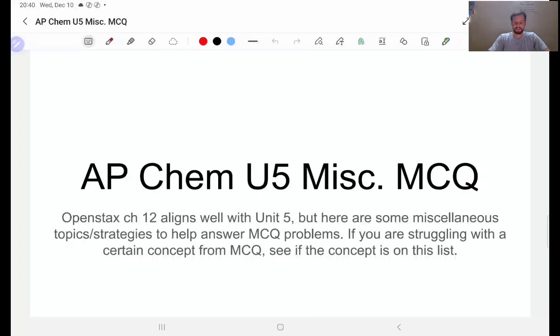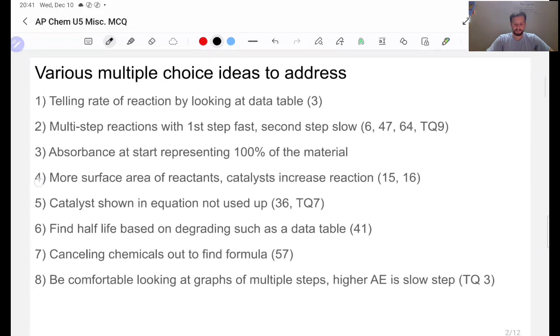Okay, so I'm making this video with the understanding that OpenStax's Chapter 12 actually aligns really well with Unit 5. Basically, everything in the AP Chem standards for Unit 5 is within Chapter 12. There's nothing critical to talk about that isn't. But there's just a few MCQ strategies for some of the MCQ problems that I think are worth explicitly going over. So I made a list of the topics.